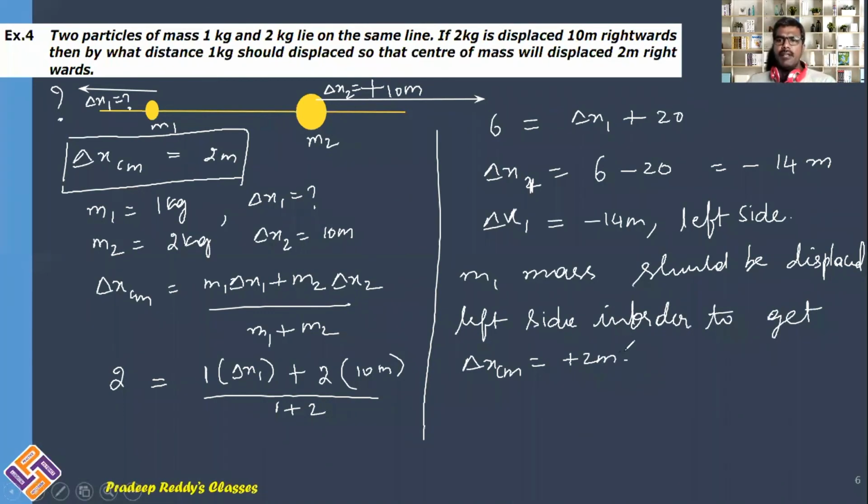Sometimes you will be given displacement of the center of mass is 2 meter left side, then you should take here minus 2 meter. If displacement of the center of mass is right side, you should take it as positive. If it is left side, you should take it as negative. Same with particles also. If the particles are displaced right side, you take it as positive. Left side, you take it as negative.